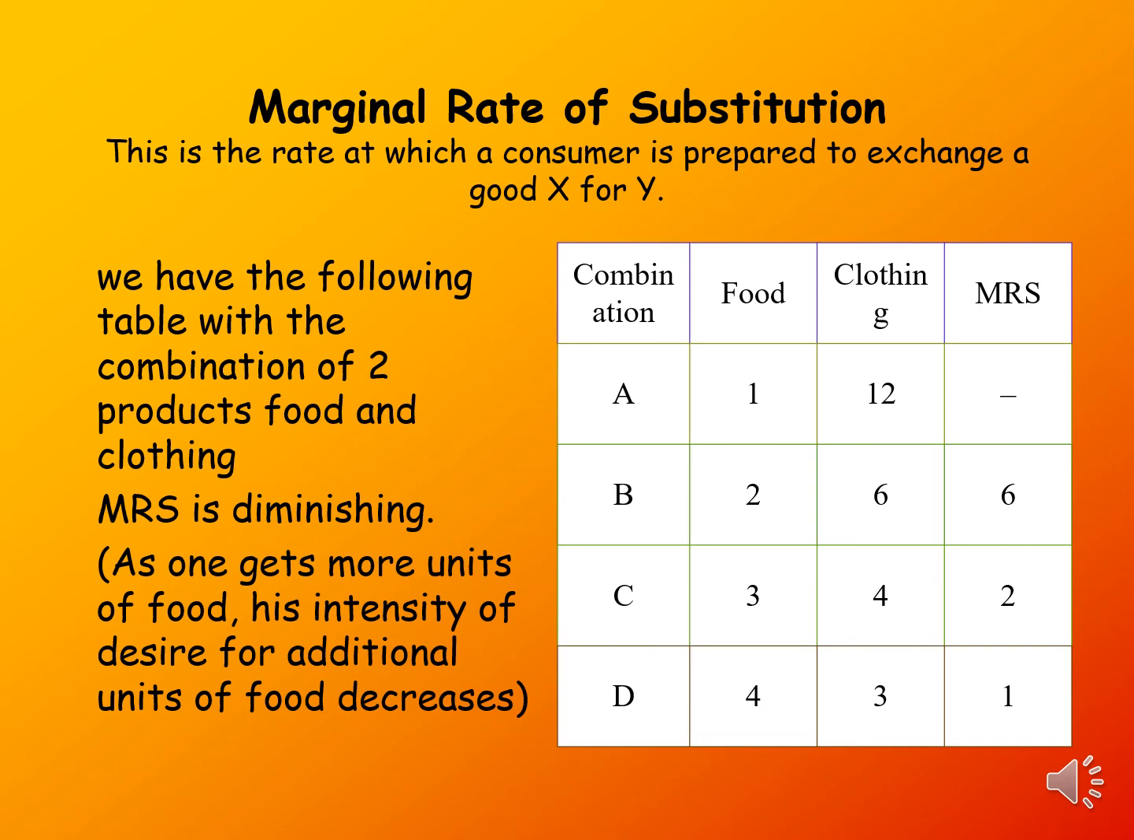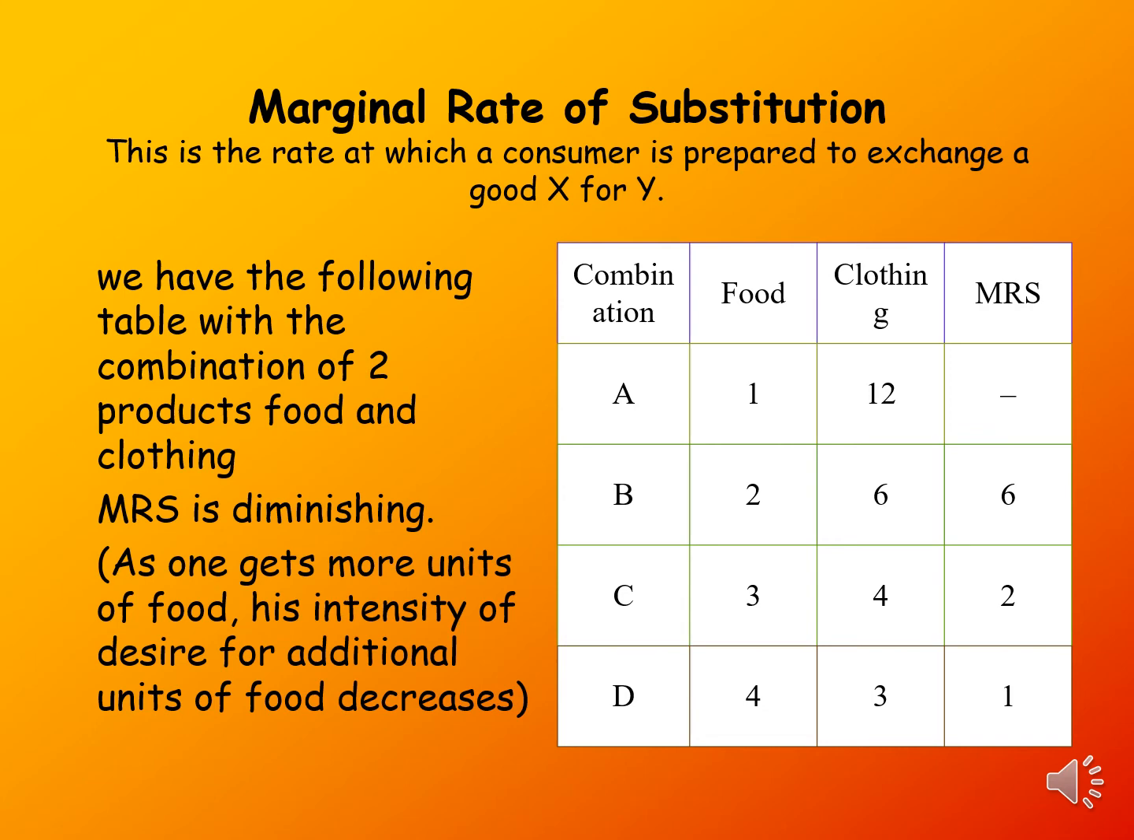So in the first combination we can see 1 unit of food and 12 units of clothing. In the second combination we can see that the units consumed of food increased from 1 to 2, whereas clothing decreased from 12 to 6. That is, for consuming one more additional unit of food, the person has sacrificed 6 units of clothing. So the difference, 6, is termed as MRS or marginal rate of substitution.